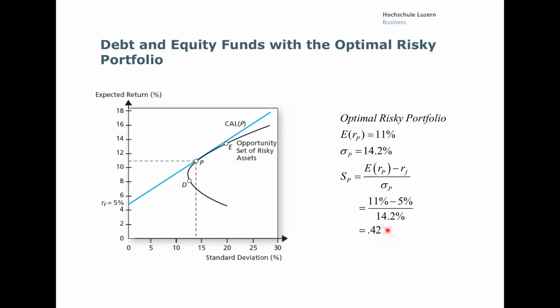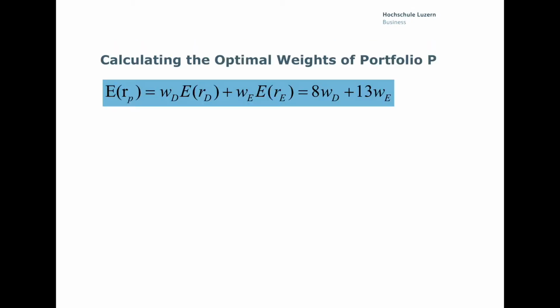In practice, when we try to construct optimal risky portfolios from more than two risky assets, we need to rely on a spreadsheet or another computer program. Calculating the optimal weights of portfolio P. How could we calculate the components of portfolio P if we do not have a graph where we can read the expected return and standard deviation?